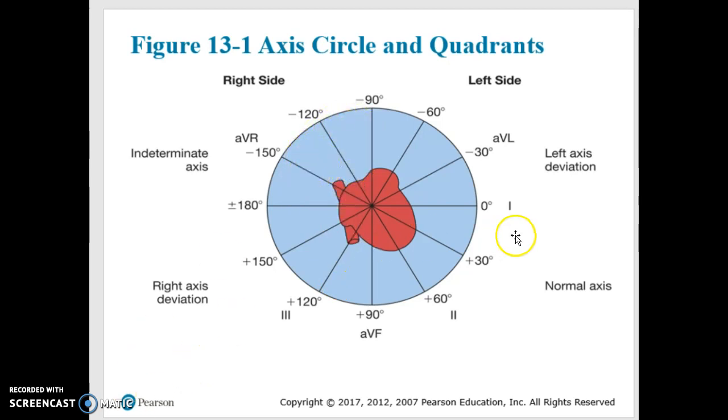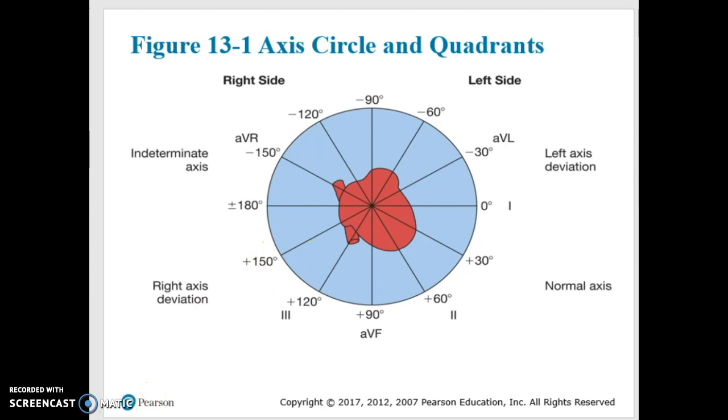But for now, I need you to remember your hexaxial diagram and know that this represents lead 1, this represents lead 2, this represents lead 3, aVF up and down, aVR, and aVL.